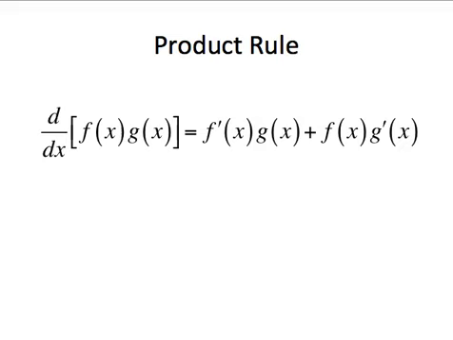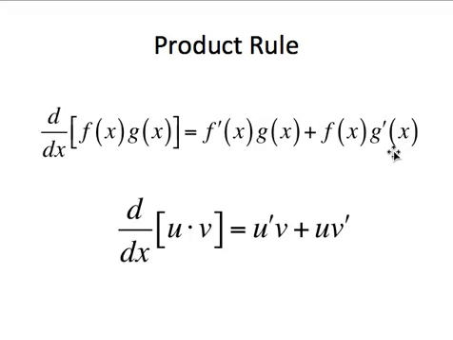So here is the way it is usually stated in textbooks. The derivative of f of x times g of x is f prime of x times g of x plus f of x times g prime of x. I prefer to use u's and v's instead. So when I do these problems, I like to think of u and v as both functions of x. Derivative of u times v is u prime v plus u v prime.